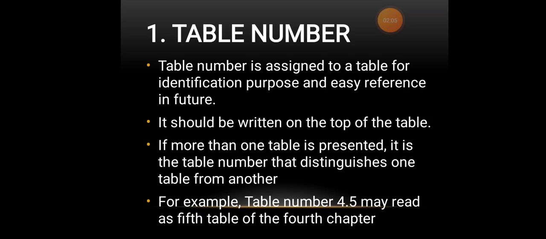If you see your textbook, there are n number of tables. How will you distinguish one table from another? Every table is not the same, there will be many. So there will be 1.1, there will be 2.5. All these numbers differentiate one table from another. For example, table number 4.5 can be read as the fifth table of the fourth chapter. It will be easier for us to understand that this particular table is situated in this particular chapter, on this particular page.